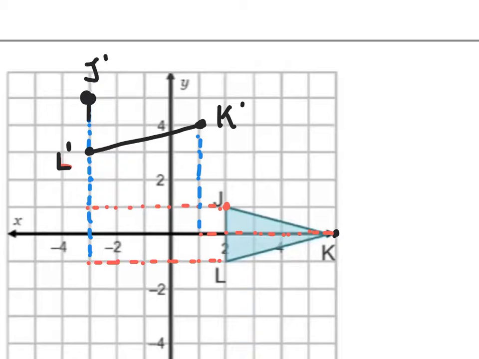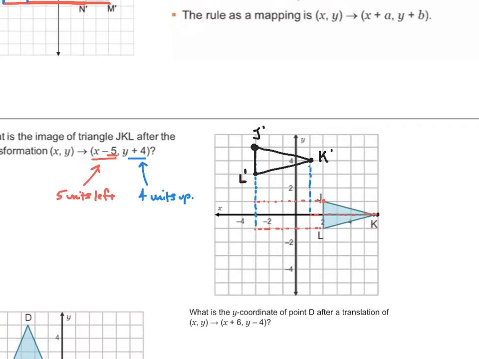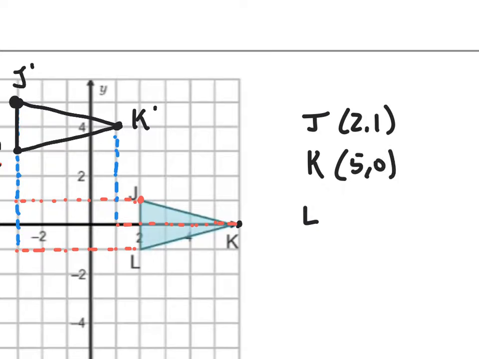So that's looking at it graphically, and that's what's happening. Now let's write out all the points for JKL. Point J is the point 2, 1. K is the point 5, 0, and L is the point 2, negative 1.